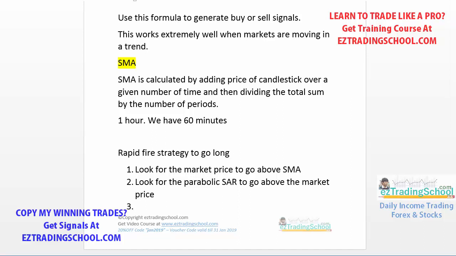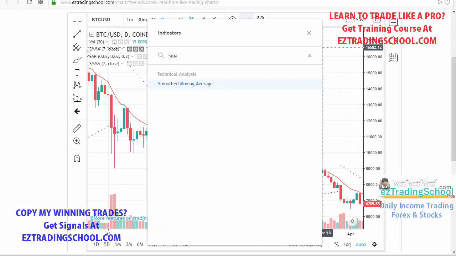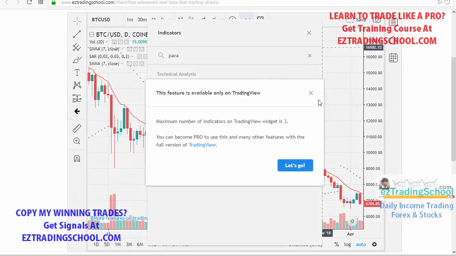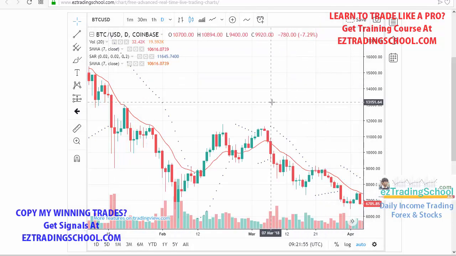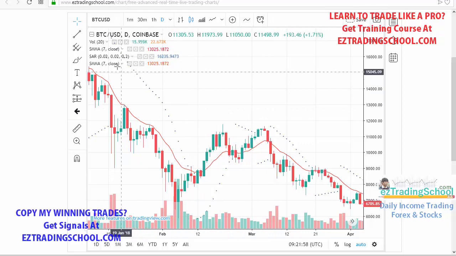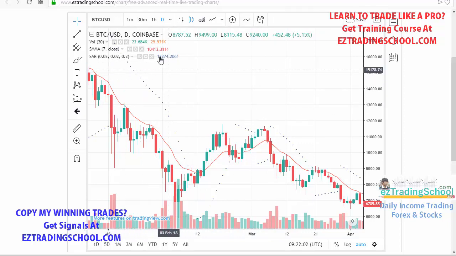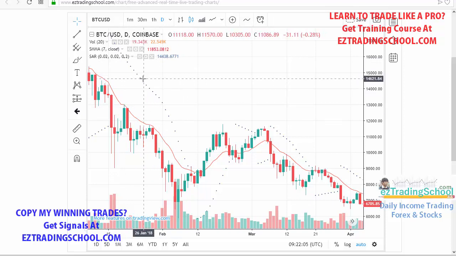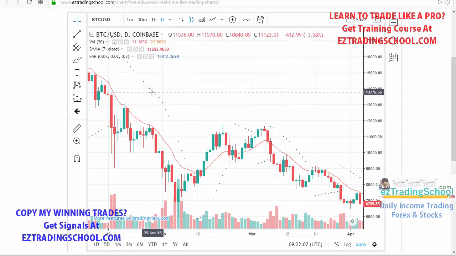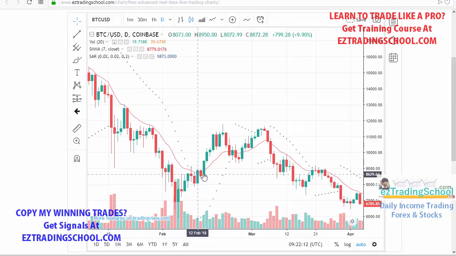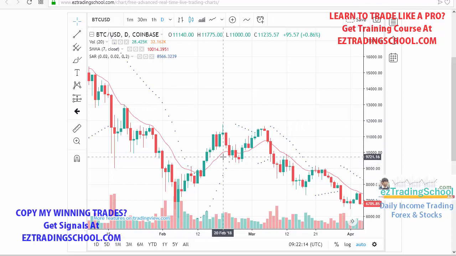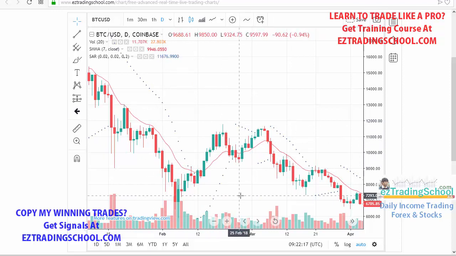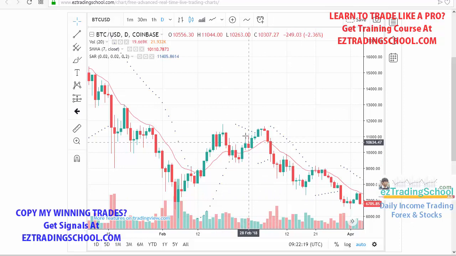So let's look at an example here. The other one is parabolic SAR. I have that on, and I have SMA, so I've got two. The parabolic SAR are the dots, and the SMA is the line, the smooth line. So I want the SMA to be lower, and I want the parabolic to be higher.